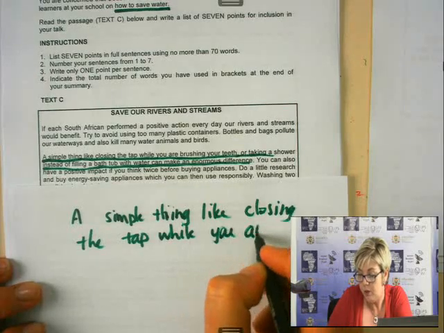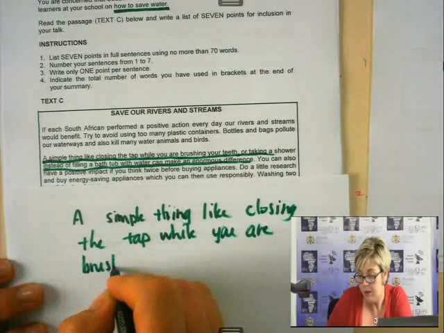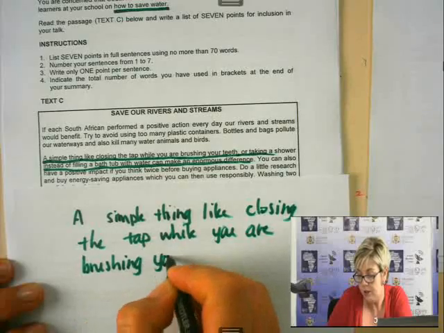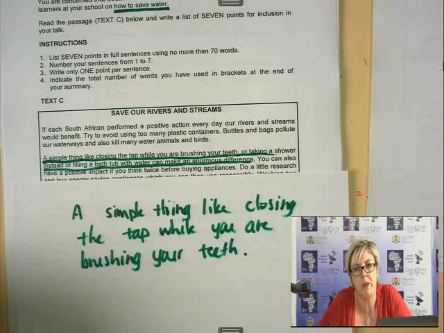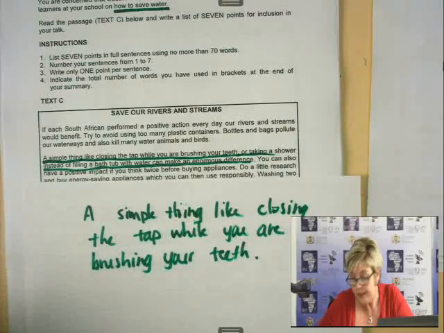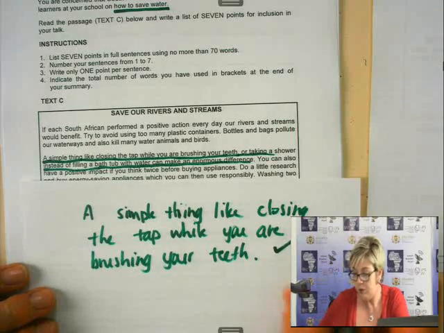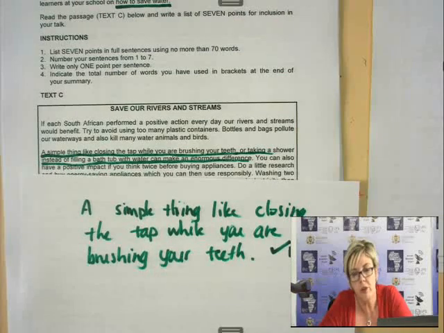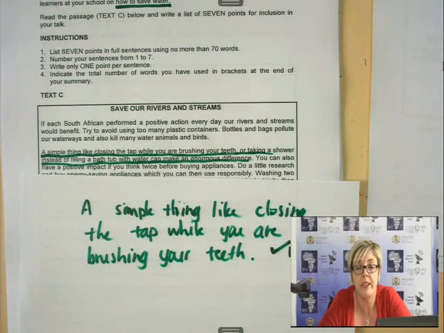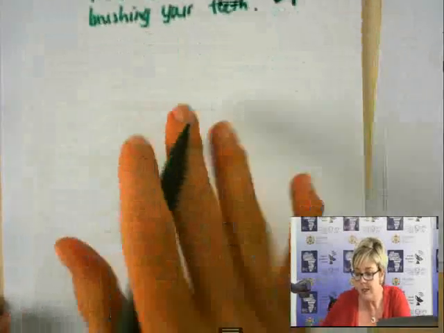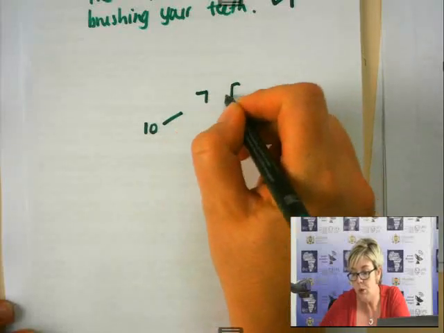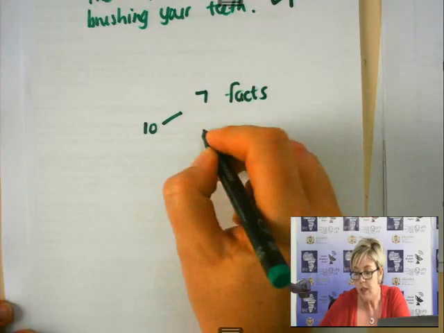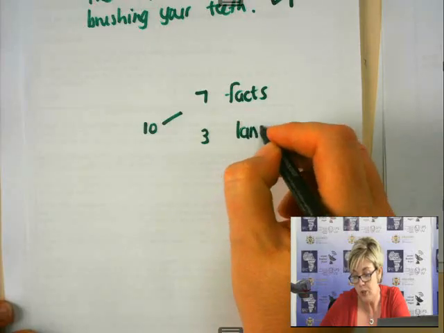While you are brushing your teeth. Okay, why do I say you can't just copy it like that? You will be credited. You will get that. For example, it's the first fact, so you have 1 mark. You scored a mark for the fact. You identified the fact correctly. But remember, ultimately, the summary counts 10 marks. How are the marks allocated? 7 marks for facts, 3 marks for language.